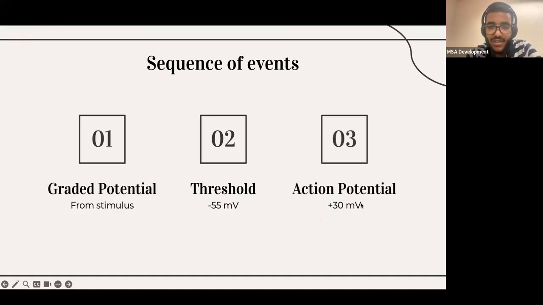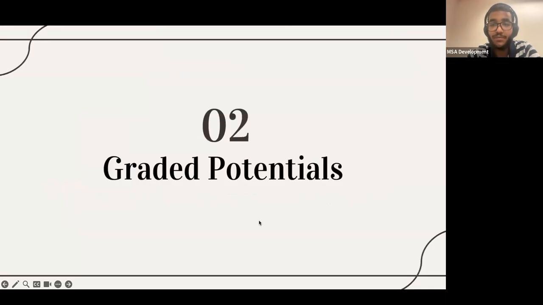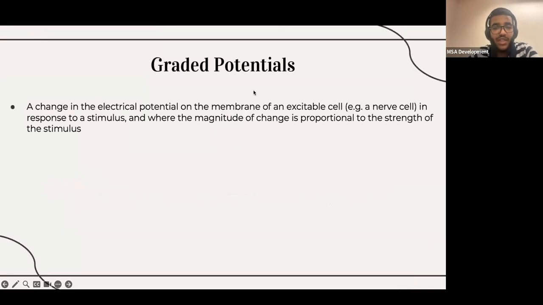So basically, this is the sequence of events. A graded potential happens from a stimulus. If the threshold was reached, then an action potential would happen. If the threshold wasn't reached, then you won't have an action potential. So graded potentials are a change in the electrical potential on the membrane of an excitable cell, for example a nerve cell, in response to a stimulus. So a stimulus causes the graded potential, and the magnitude of change is proportional to the strength of the stimulus.